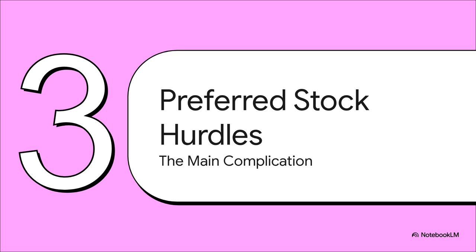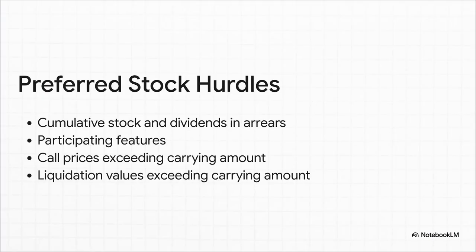Let's look at Section 3, Preferred Stock Complications. So here's where things get a bit tricky, because common shareholders are the residual owners. They get the leftovers, right? Anyone with a superior claim has to get paid first. And preferred shareholders? They absolutely have that superior claim.